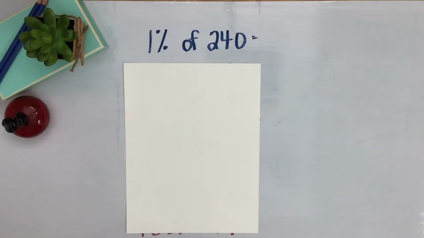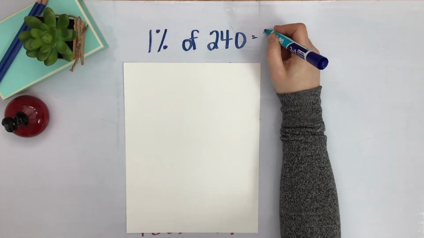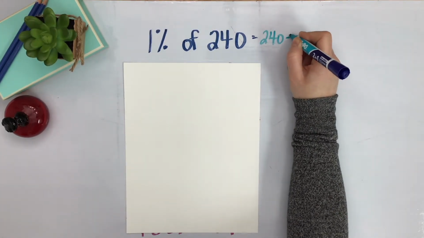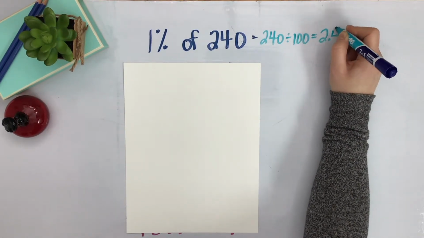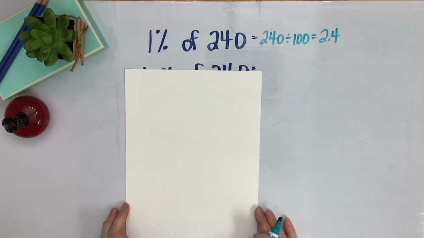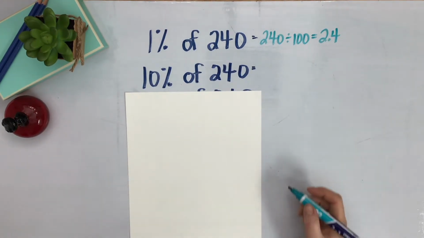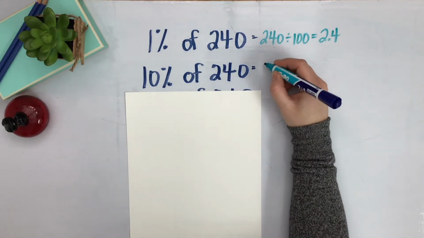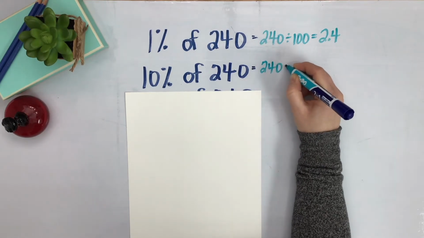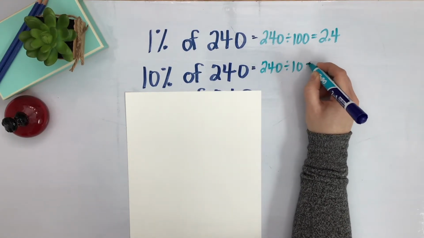Let's start by finding 1% of 240. 1% means 1/100th. And to find 1/100th of something, we have to divide it by 100. So we're thinking in our head, 240 divided by 100 equals 2 4/10. Let's find 10%. 10% means 1/10. And to find 1/10 of something, I have to divide it by 10. So 240 divided by 10 equals 24.